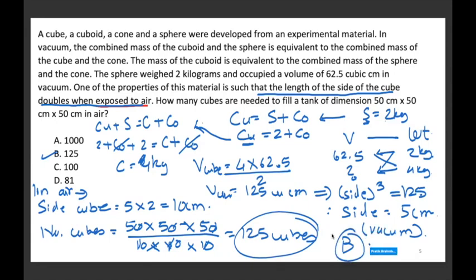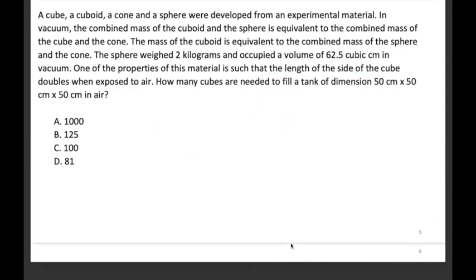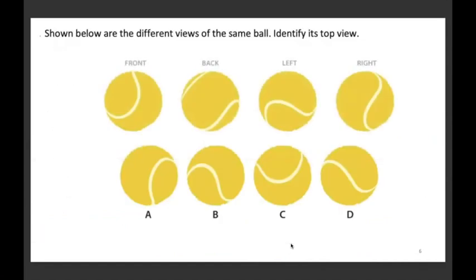Okay, we'll move to the next one. Shown below are different views of a small ball. You have to identify its top view. You have to find the top view of this ball. Okay, front, back, left or right view is given here.